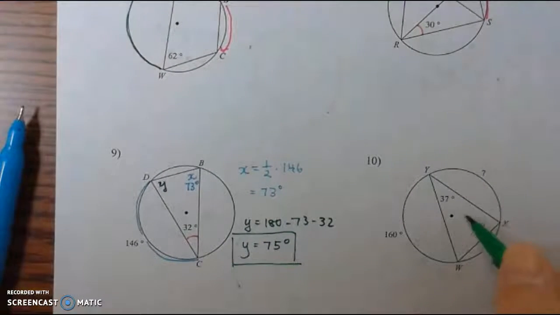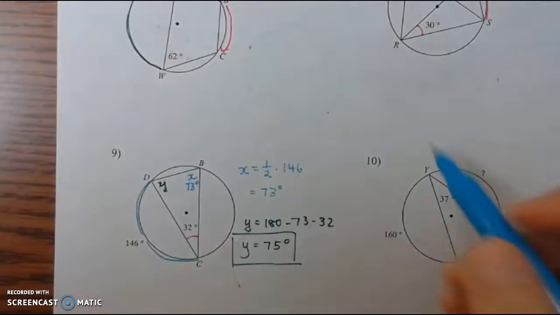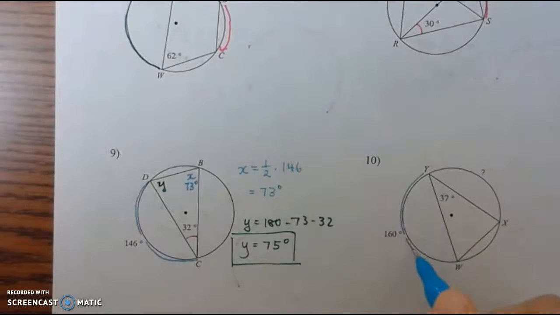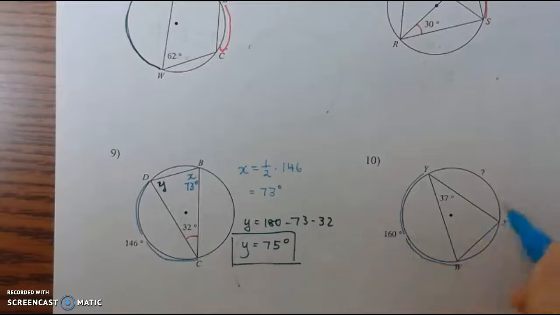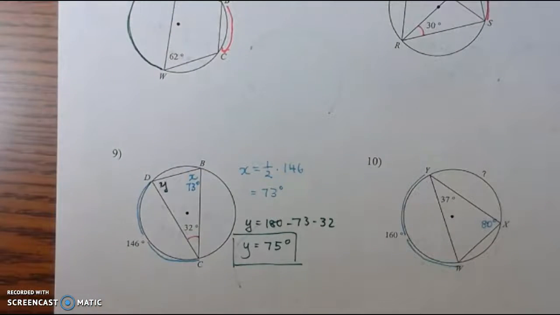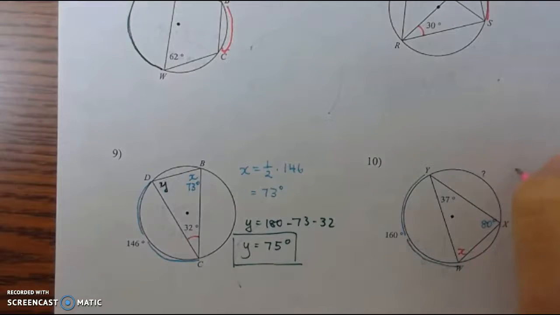Alright, so now let's look at this. Arc YW, arc measure YW is 160 degrees. That means this is going to be half of 160. That's going to be 80 degrees. And again, we can use triangle angle sum. If I call this angle X, I can say that X is going to be 180 minus 37 minus 80.